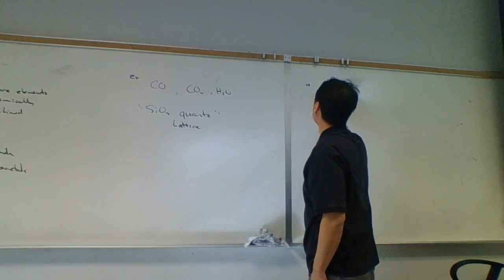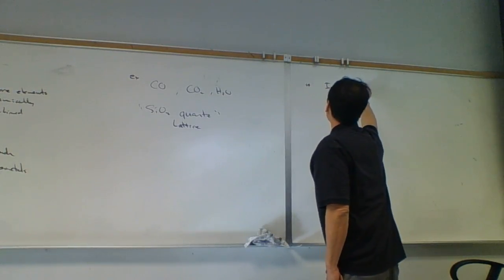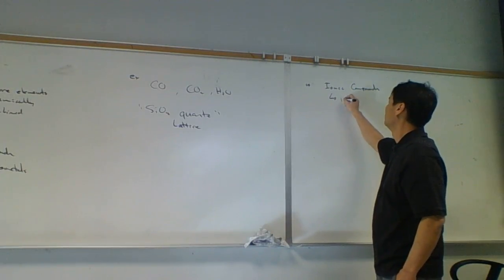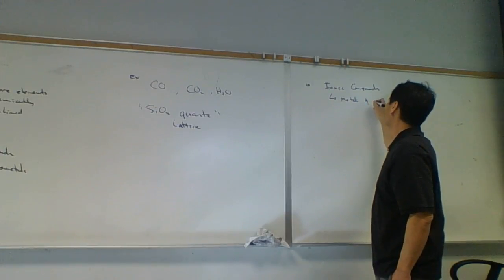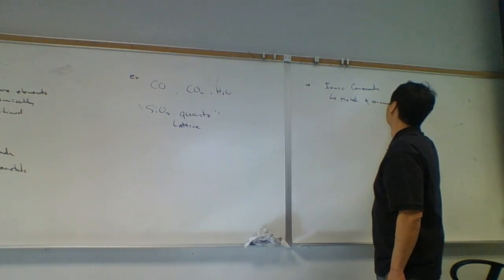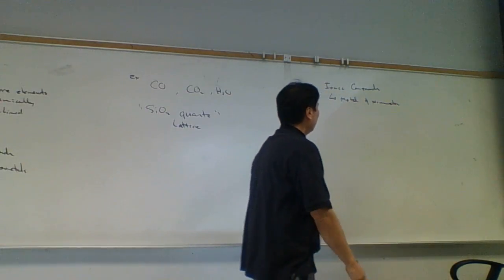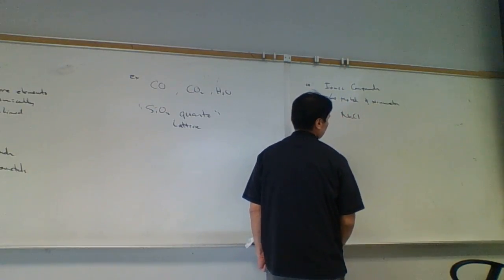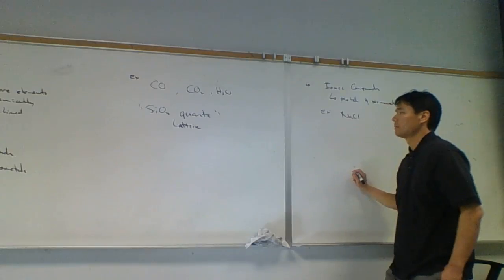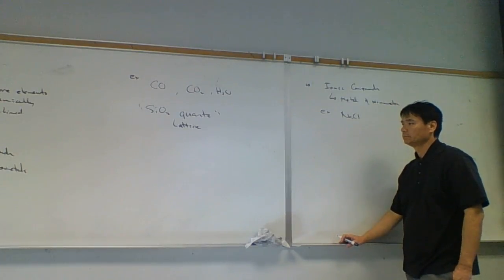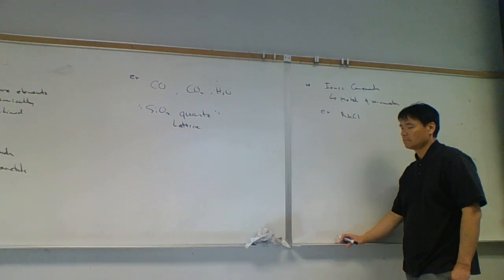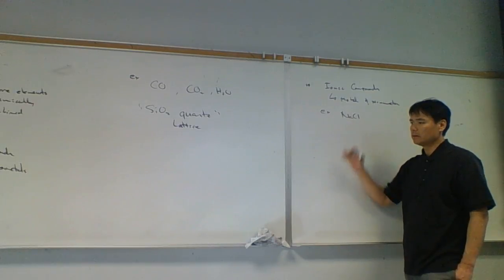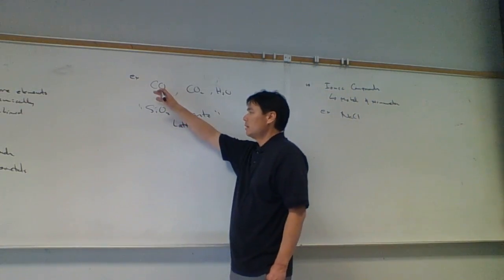Versus ionic compound. Ionic compounds are typically metal and non-metal. So if we take a metal and non-metal, we'll get an ionic compound. An example would be NaCl. And so this is metal and a non-metal, like NaCl, Na being the metal, Cl being the non-metal. CO2, this is non-metal and non-metal.